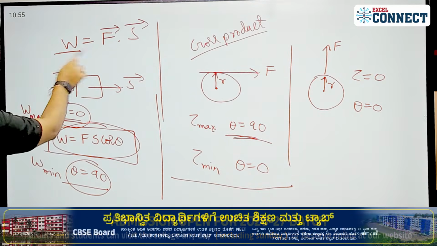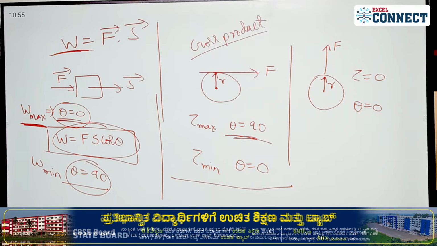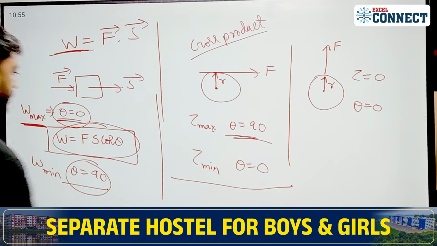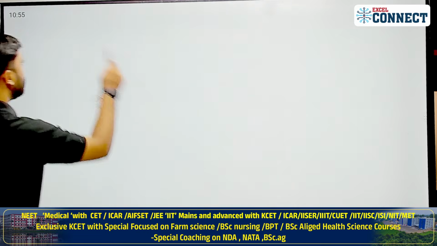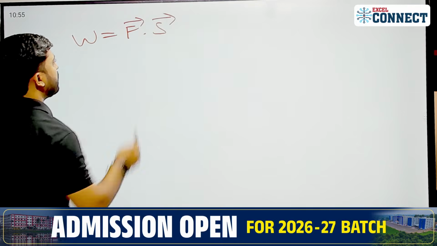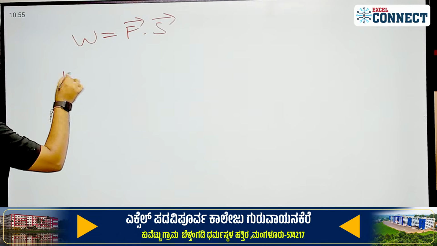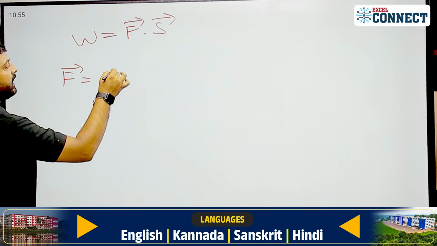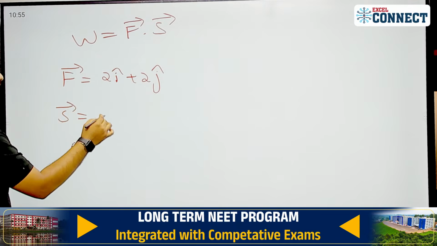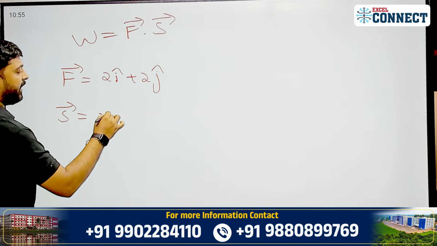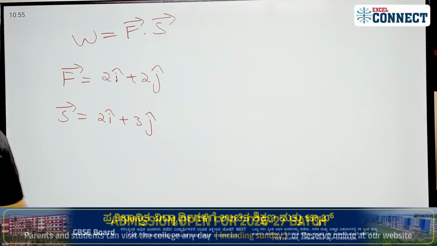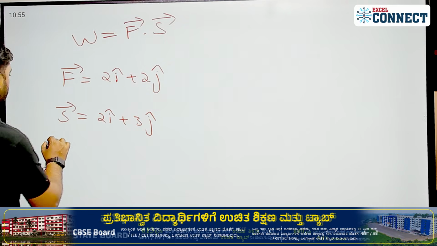Okay, so this is the formula for work done. Work done is given by force dot displacement. Here the force vector is given by 2i plus 2j and the displacement vector is given by 2i cap plus 3j cap. Find the work done. This is the question here.